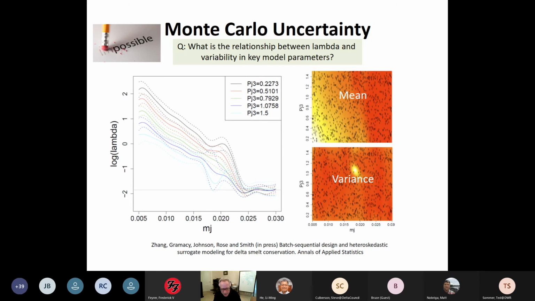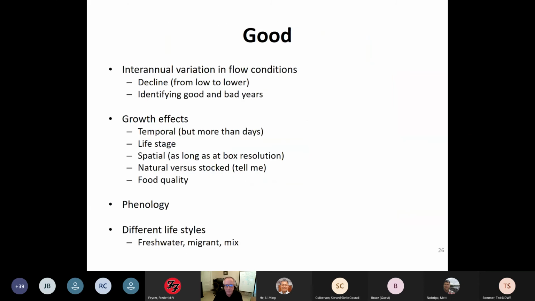You can see log of Lambda, that's the geometric mean over those years. We varied how well the juveniles feed, and we varied their mortality rate, a bunch of other things. And you can pick up these non-linearities, not only in the mean of the geometric mean of Lambda, but in the variance over the years that went into the geometric mean. And you see some really interesting non-linearities in the response.